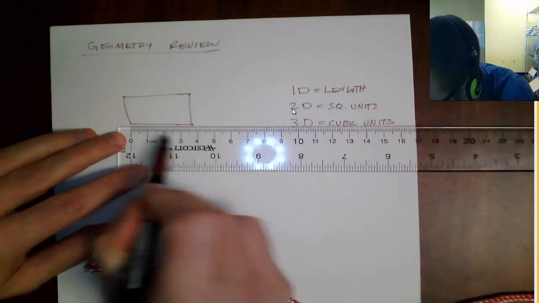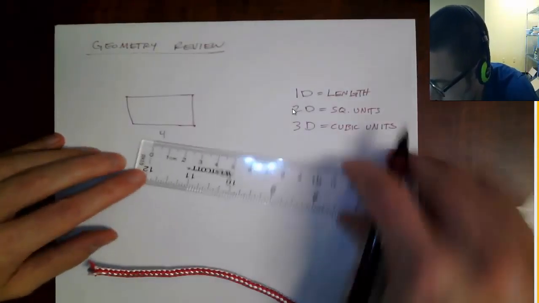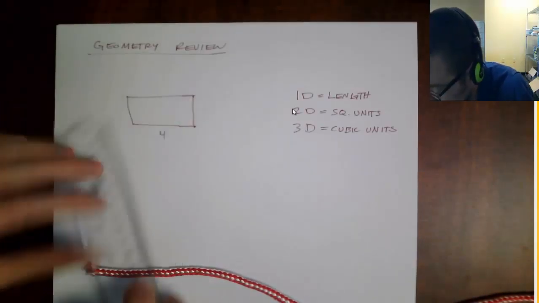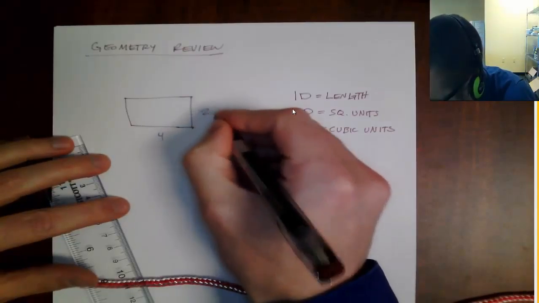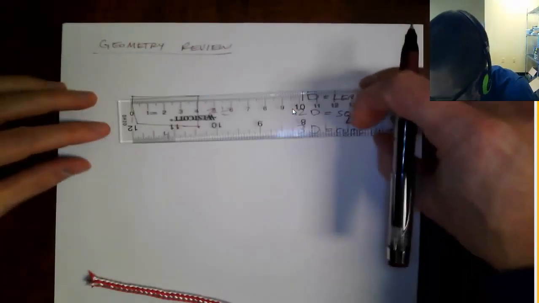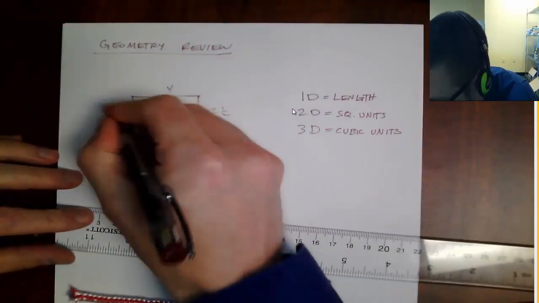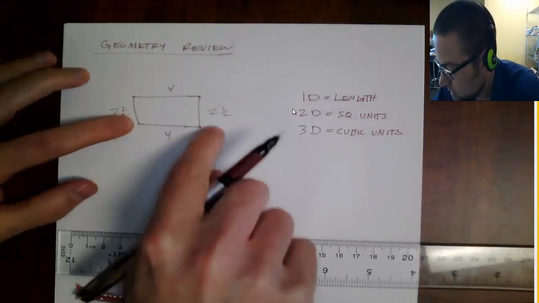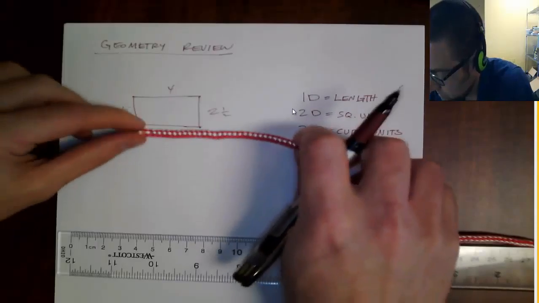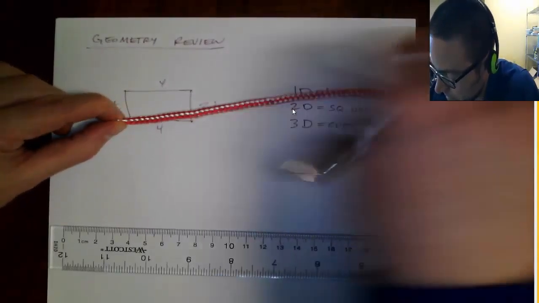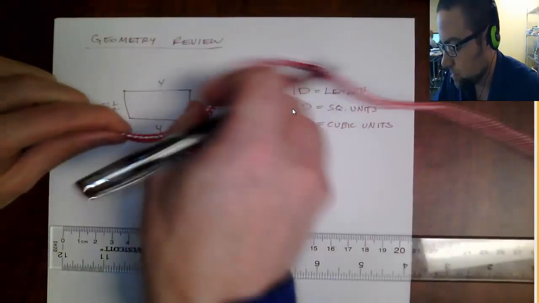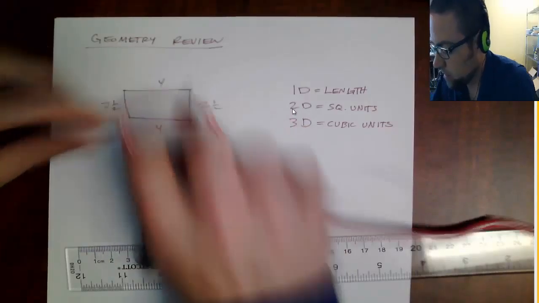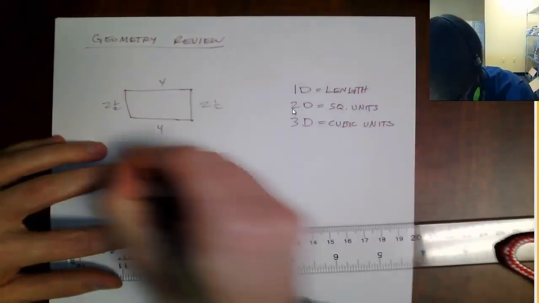So in one dimension, this is approximately 4 centimeters, and if I measure this, it's approximately 2.5 or something like that. And then this would also be approximately 4, and this would approximately be 2.5. So those are one-dimensional lengths of sides. So we can think of how much string, if I took string and wrapped it around a rectangle, how much would go around that shape? And that would be called the perimeter.